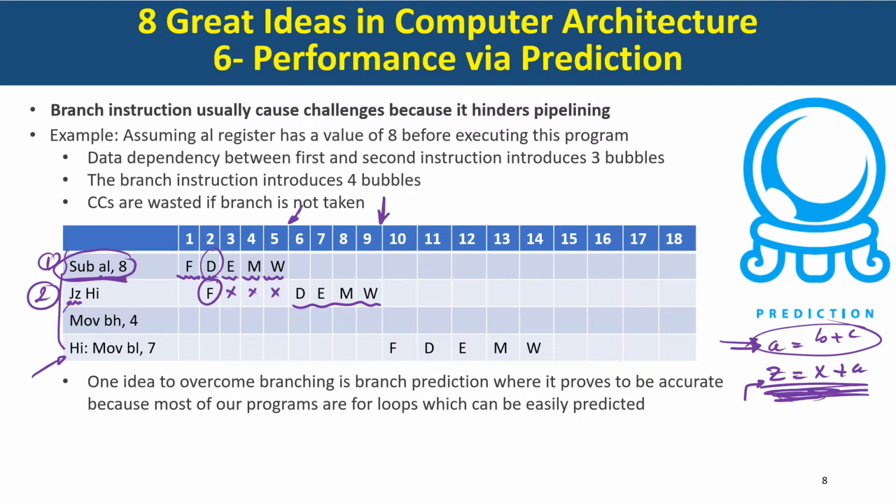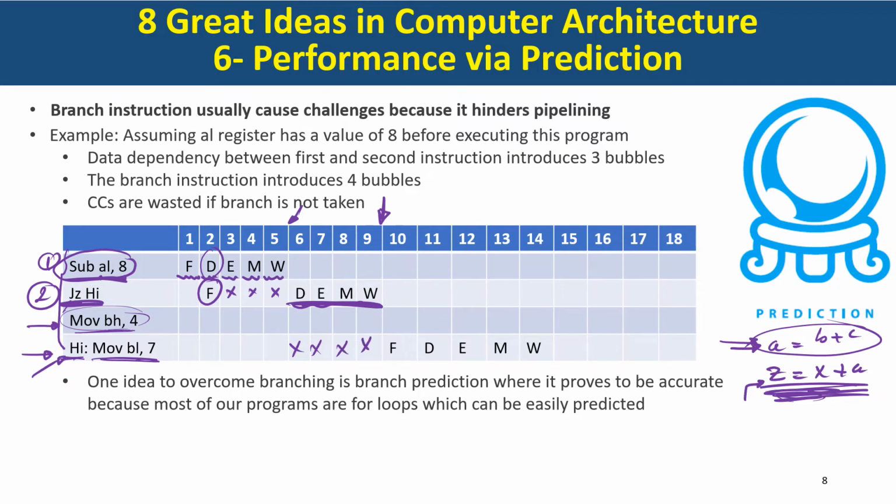But then here another type of bubble will come. Since we don't know where to go, either to continue forward or to go to high, we must wait until the end of cycle 9 here, so that we know either we will continue and execute this instruction, move BH and 4, or go to the line that starts with the high label and move BL and 7. BL and BH, by the way, are just registers. Consider them as variables like A, X, Y.